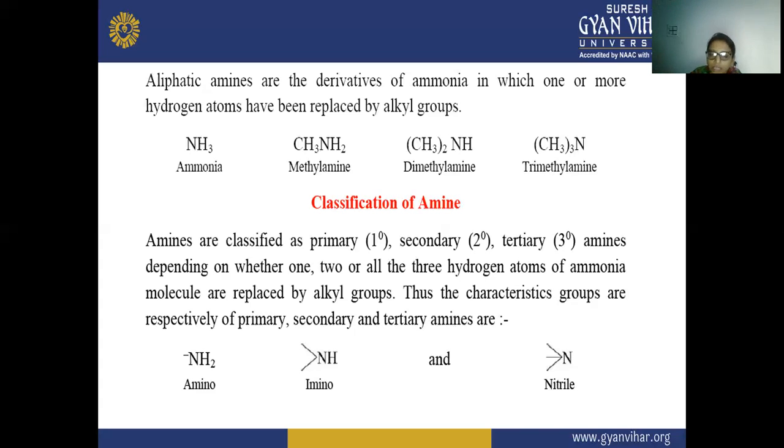On that basis, these aliphatic amines are classified. These aliphatic amines are derivatives of ammonia. They are formed from ammonia, in which there is a replacement of hydrogen by an alkyl group. That is why they are known as aliphatic amines, and are classified as primary, secondary, and tertiary on the basis of the replacement of hydrogen atoms by the alkyl group.